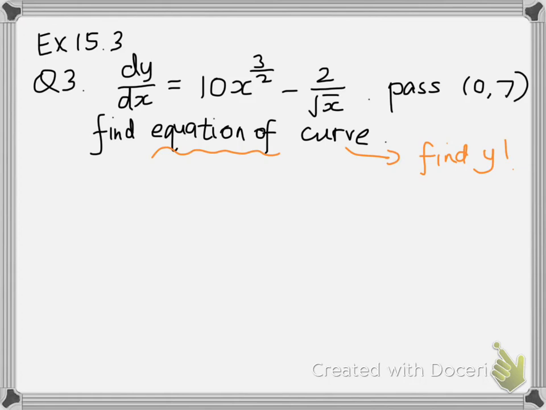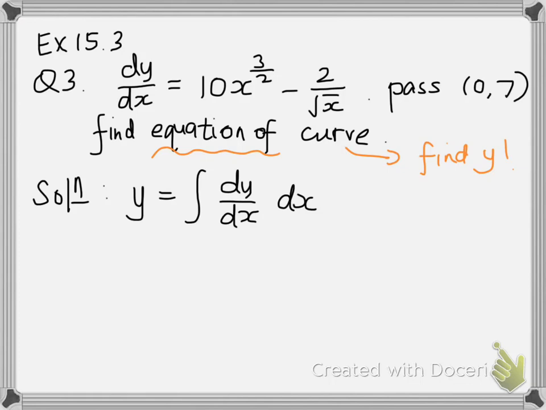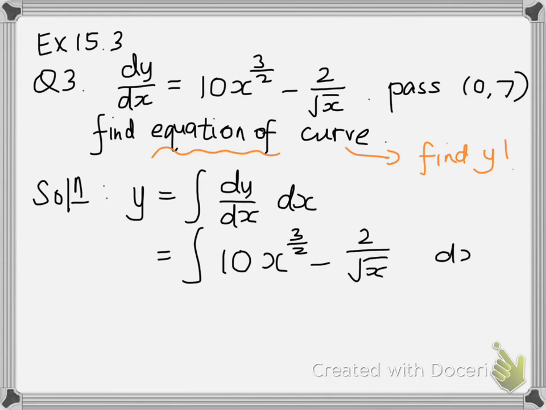So the equation of the curve will be y. So how do you find y then? You need to integrate the dy dx. So your solution would be y equals the integral of dy dx with respect to x. So this is how it is set. Integrate dy dx with respect to x. The integration sign and the dx are like a symbol, so they're always there. So you are going to integrate 10x to the power of 3 over 2 minus 2 over square root of x, and then dx.